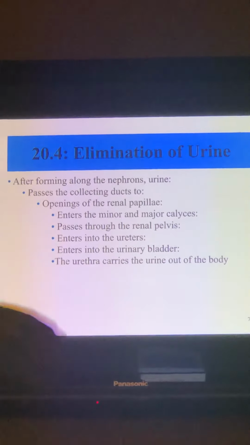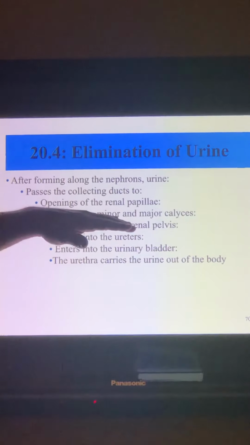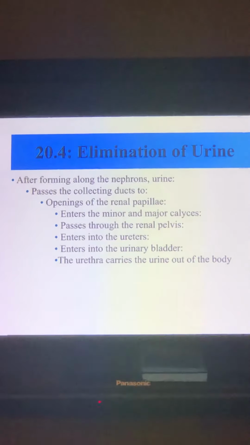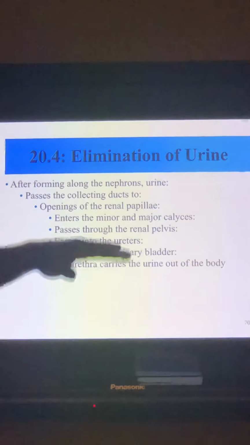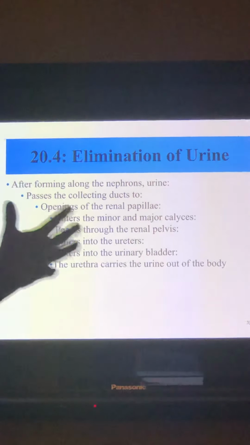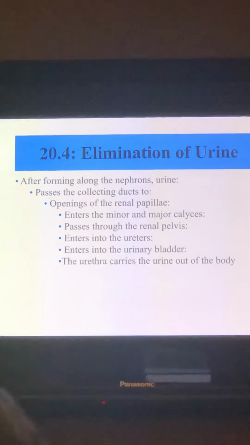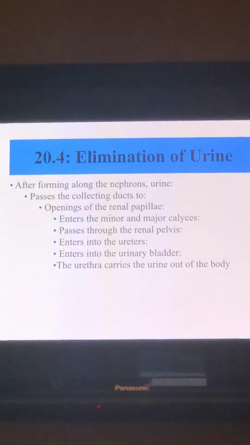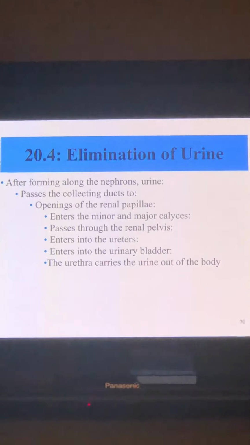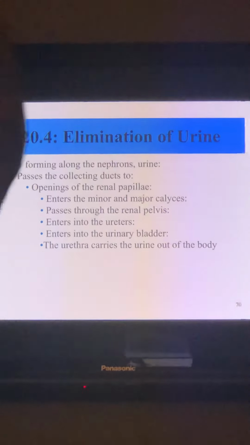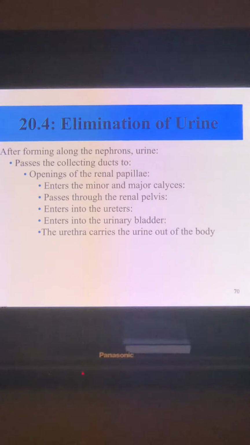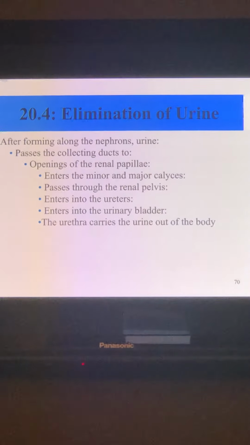Collecting ducts go down, and then you can kind of follow this. It goes to the minor calyx, major calyx, then to the renal pelvis, then to the ureters rather, then to the urinary bladder, then the urethra, and then out to the world. Well, I want you to know that elimination of urine starting at the corpuscle and or the glomerulus, whichever I would choose to say. All right.